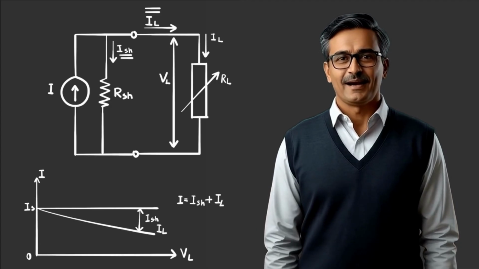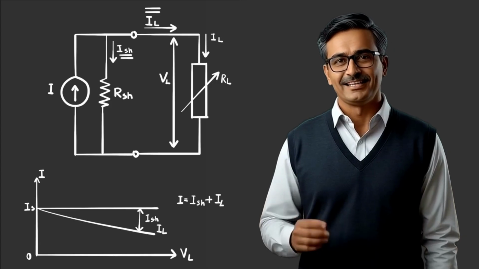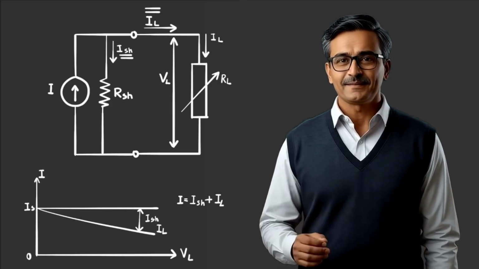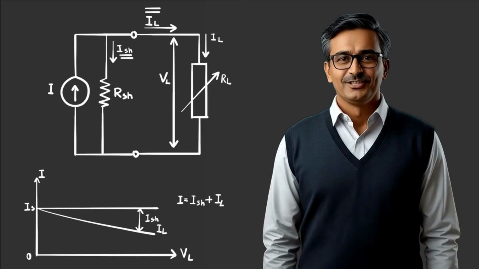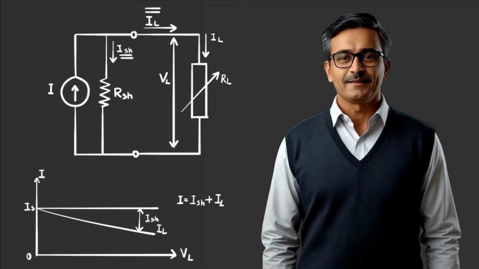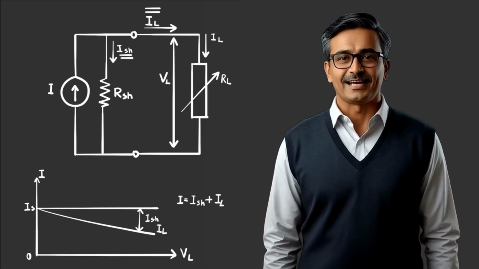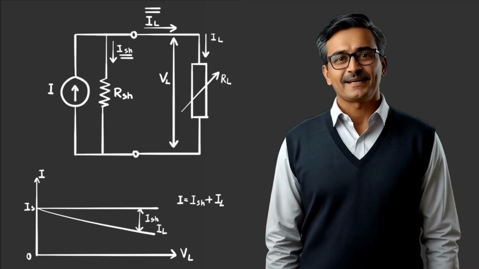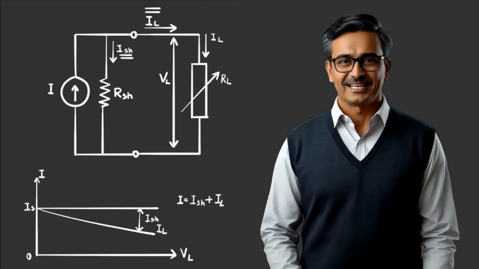On the other hand, a time-variant current source changes with time. An AC source is a common example. Its magnitude and direction continuously change. And that's the basic understanding of ideal, practical, time-invariant and time-variant current sources.